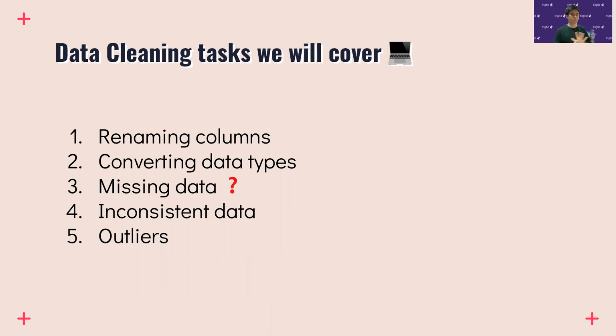We'll focus on 5 main data cleaning tasks: renaming the columns in our data frame, converting the data types, such as strings into Boolean and datetime and all that. There's also missing data, which is a very big topic we will cover. Inconsistent data, such as spelling errors or out of range data. And then lastly, we'll talk about outliers.